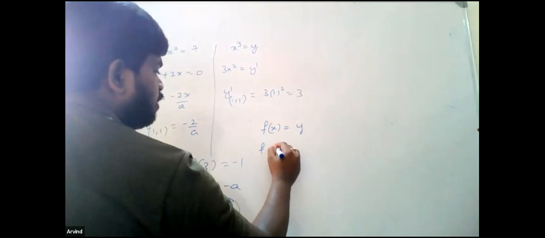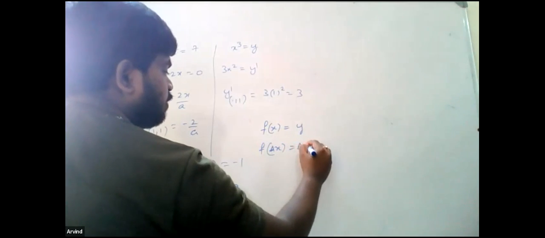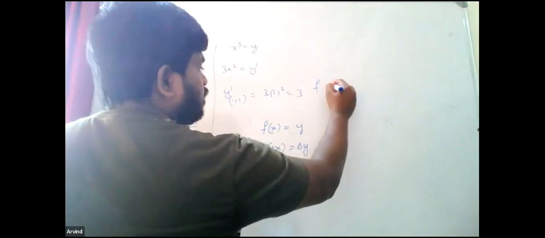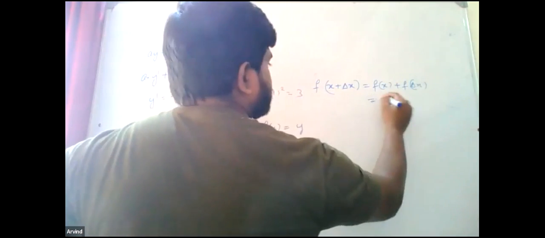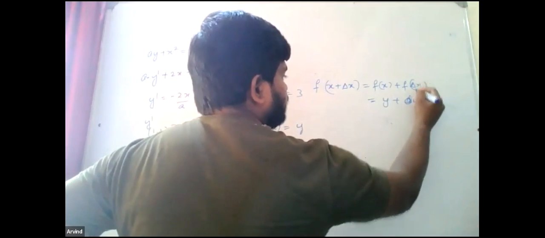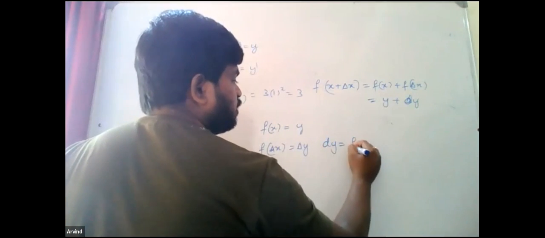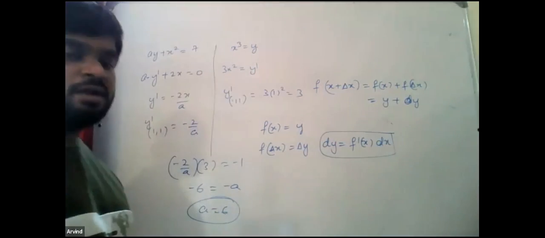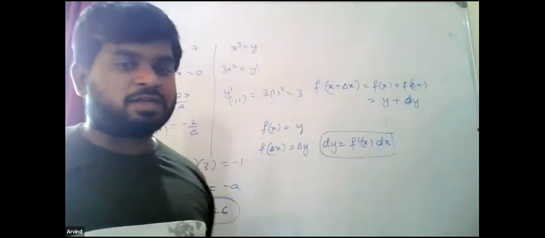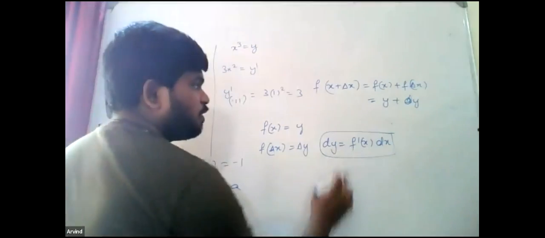So here you have to find, suppose we take f(x) as y, then f(Δx) we represent as Δy. Therefore here, f(x + Δx) is f(x) + f(Δx), which is y + Δy, or you can also take it as dy. And this dy, you should know this, is given as f'(x) dx. The small error or the approximation dy is equal to f'(x) dx. This is the formula that we are going to use.